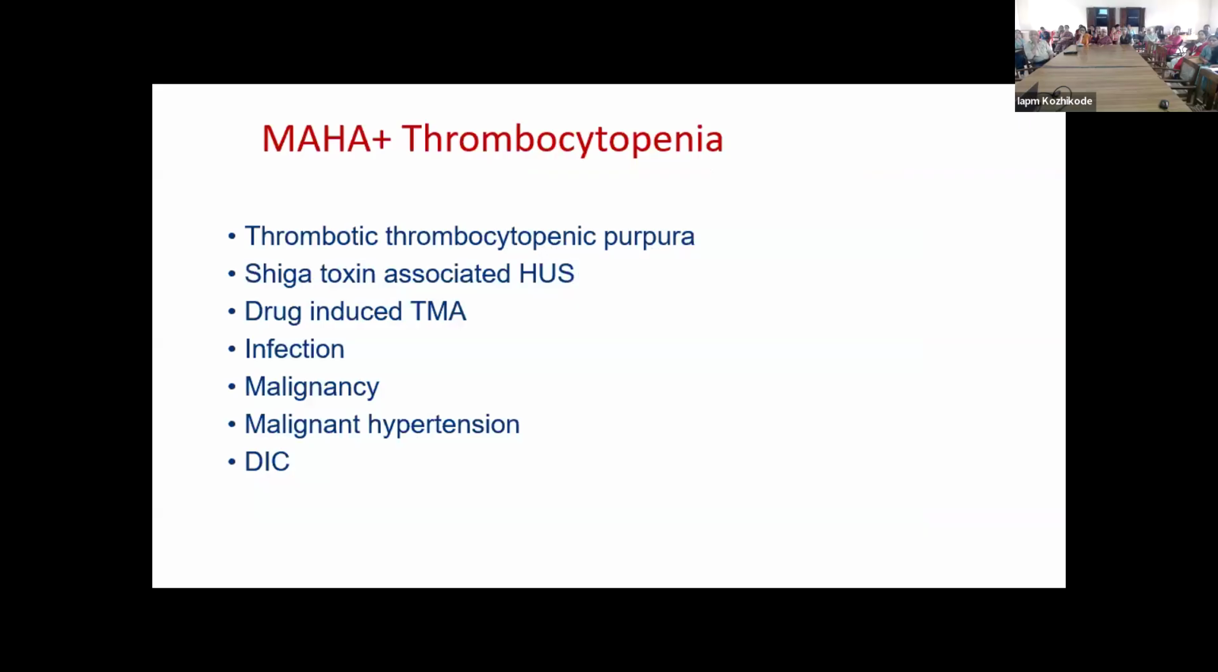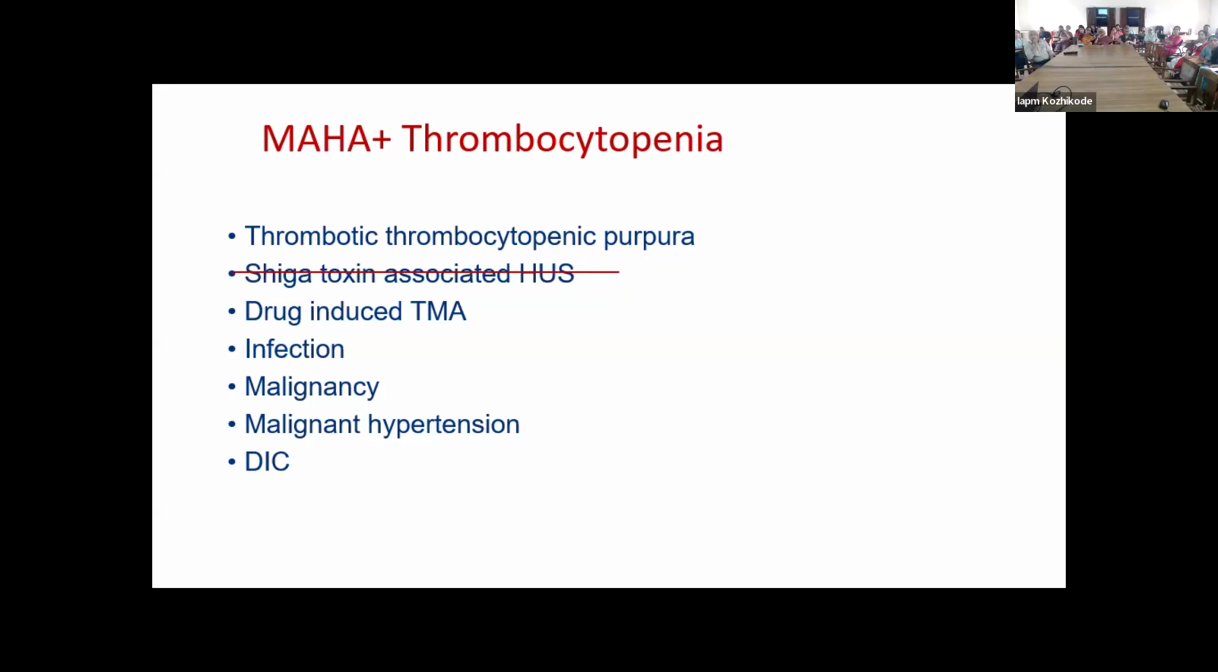So these were the differentials we can consider: thrombotic thrombocytopenic purpura, Shiga toxin associated hemolytic uremic syndrome, drug-induced thrombotic microangiopathy, infections, malignancy, malignant hypertension, and disseminated intravascular coagulation. Since our patient doesn't give a history of loose stools and the RFT of the patient was normal, they ruled out the possibility of Shiga toxin associated hemolytic uremic syndrome.